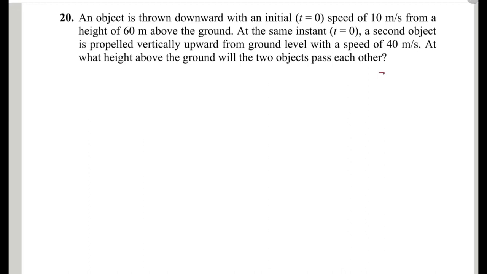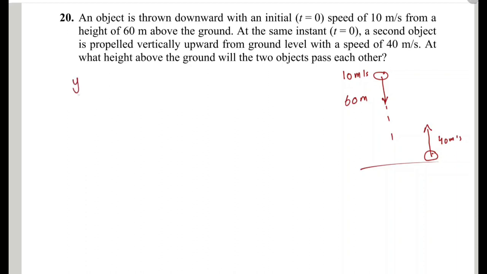Here's the situation. We have an object thrown vertically downward with initial velocity 10 meters per second from a height equal to 60 meters, and this is the ground here. Another object is thrown vertically upward with initial velocity 40 meters per second. Now the question is, at what height above the ground will both objects pass each other? Same situation as before: when both objects have the same height, they will pass each other.